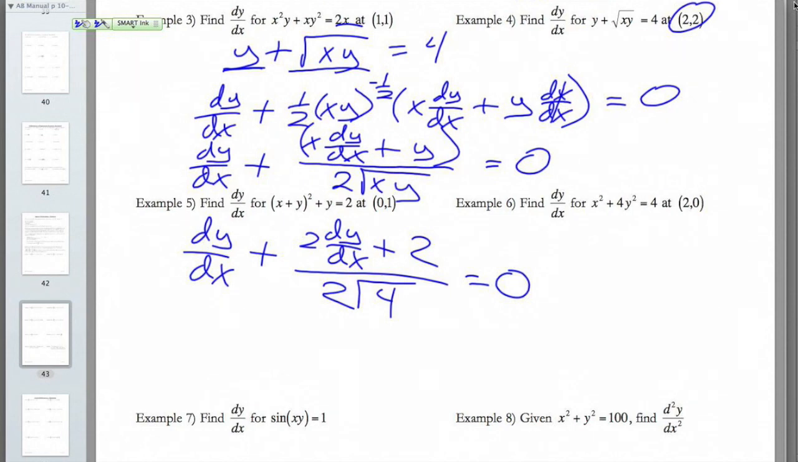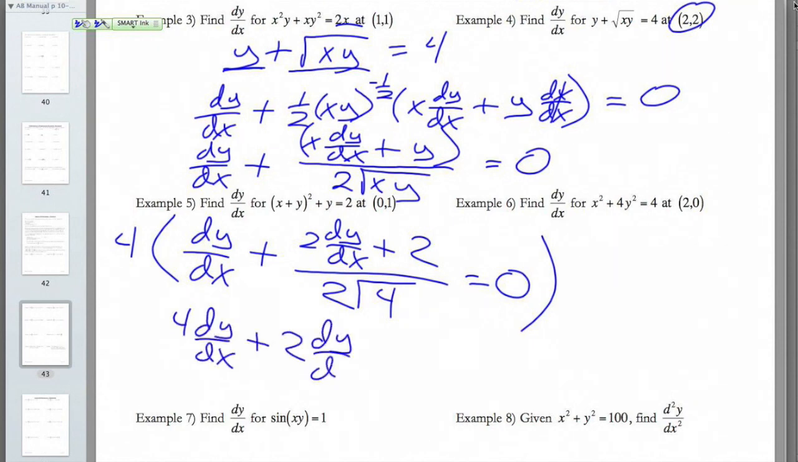So what's the easiest thing to do next? Multiply everything by 4 is what I would do. But yeah, I see what you're saying. You can cancel the 2. Okay. So I get 4 dy over dx plus 2 dy over dx plus 2 equals 0.